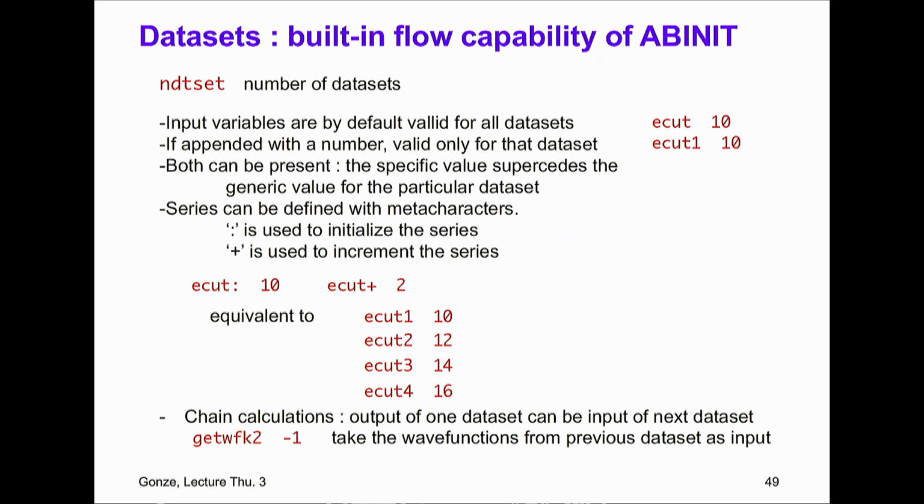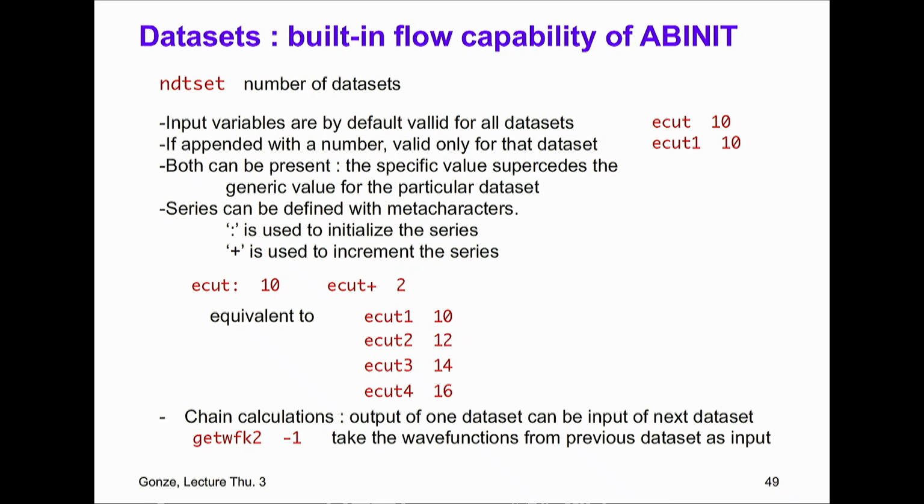Input variables are by default valid for all datasets. So if I specify ECUT 10, by default, all datasets will have to use 10. But if appended with a number, then it's valid only for that dataset. ECUT 1 will use 10 for that dataset.